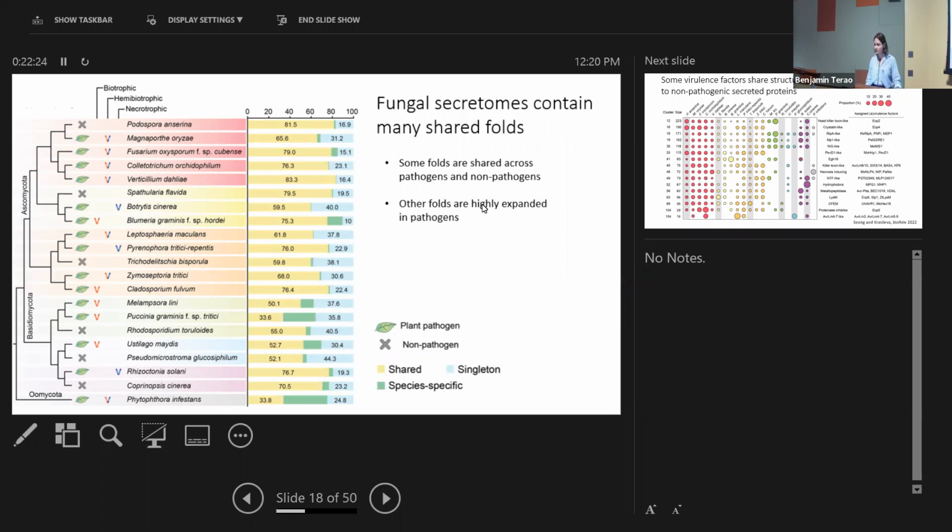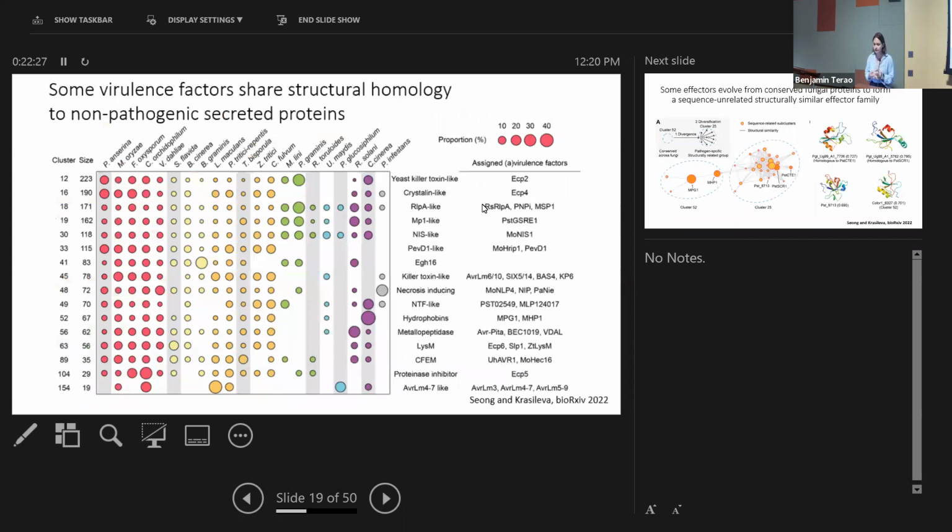So what does this data actually look like? Well, we represent the tables in plots like this, where you have your fungal species on the top. These are structure clusters, and they're ranked here by size. So the largest group of proteins includes proteins shared across many different fungal species. It's actually a yeast killer toxin-like fold. And so for these sets of proteins, what I'm showing you is that the non-pathogens have these folds too.